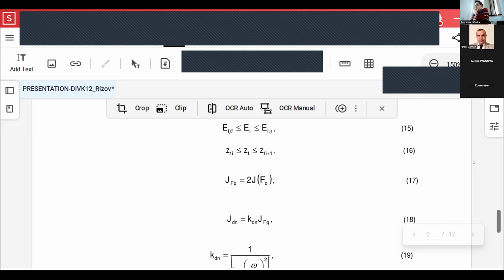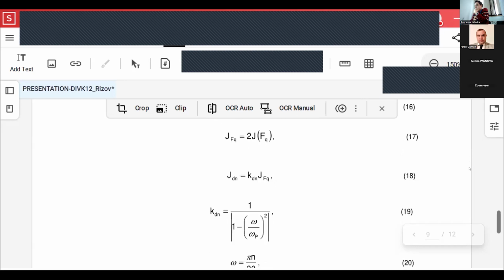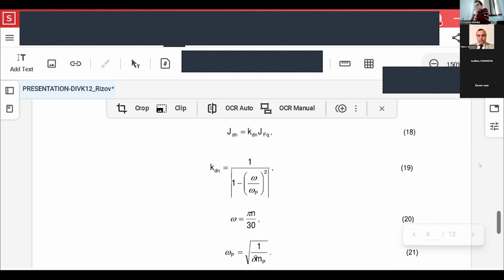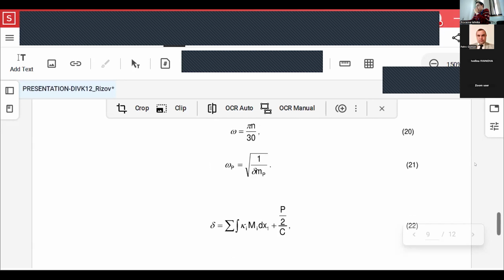Equation number 18 is used for determining J under harmonic load. Here, n is the number of revolutions of the motor per minute. Delta is the displacement of point H3 induced by the motor weight. Equation number 22 is used for delta. This equation is written by applying the integrals of Maxwell-Mohr. Here, Ki is the curvature, Mi is the bending moment from the virtual loading. C is the spring constant.